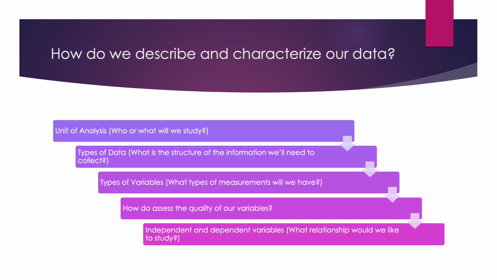So once we have our data, how do we describe and characterize it? Well, data are made up of many different parts. First, we have a unit of analysis, which is who or what we are going to study. And then we have different types of data, which is just the structure of the data frame, the way the information is laid out that we'll need to collect. And then we have different types of variables. So what kind of measurements are we going to have? Then we'll need to assess the quality of our variables. And finally, we'll need to decide what are our independent and dependent variables. So what kinds of relationships between these variables would we like to study?